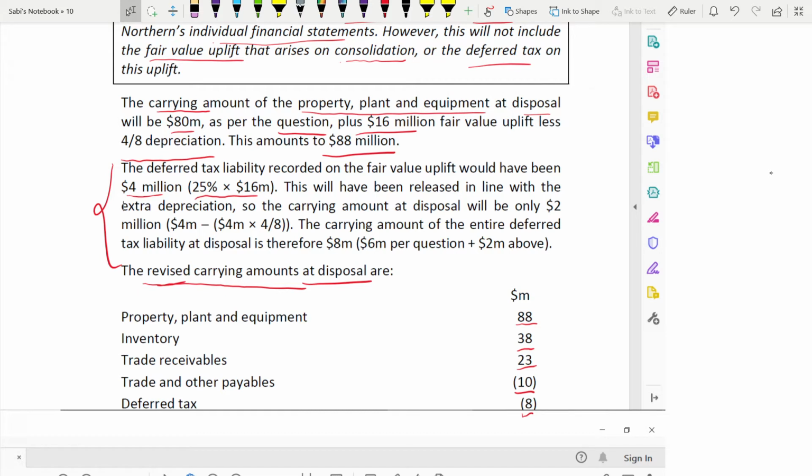So there's some extra depreciation also. Why? Because you want the depreciation for the current year, but you have for the previous year also, right? So this will have been released in line with the extra depreciation. So the carrying amount at disposal will only be 2 million. Only 2 million, the carrying amount at disposal. How?